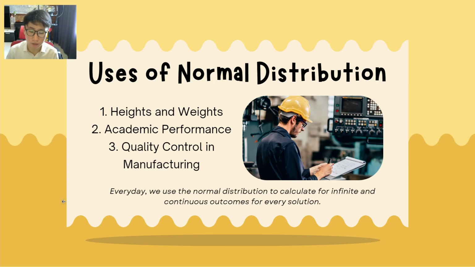Let's talk about heights and weights. Let's say I have a height of 75 inches, and my friend has a height of 75.0001 inches. Maybe that difference isn't that big, but if the normal distribution graph is enlarged, it's different. It's not the same height. It's also used to calculate academic performance and quality control in manufacturing: how many products are suitable enough to pass the barrier of acceptance, and how many aren't.